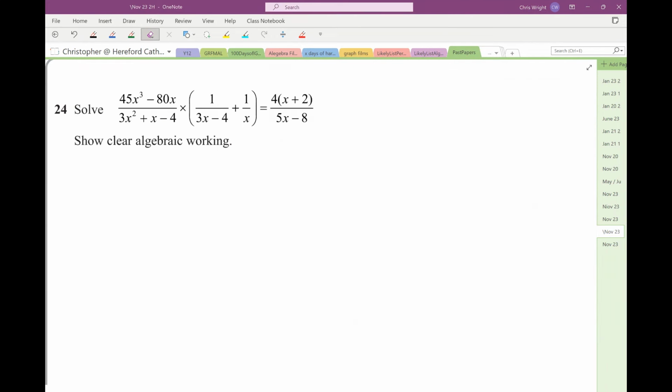Question 24, we're almost there. Now these questions involving algebraic fractions appear a lot, and you need to be very confident with your factorising, difference of two squares, and all of that.